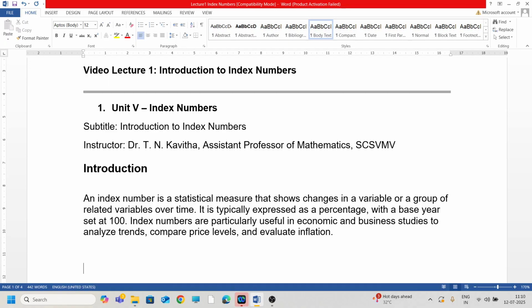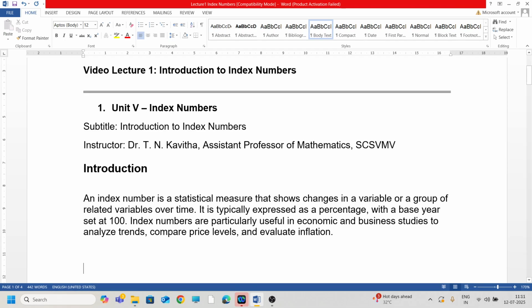I am Dr. Kavitha. In this session, we will begin with an introduction to index numbers. This unit will help you understand what index numbers are, why they matter, and how they are used to interpret economic and statistical changes over time. Okay. So, an introduction of index number.